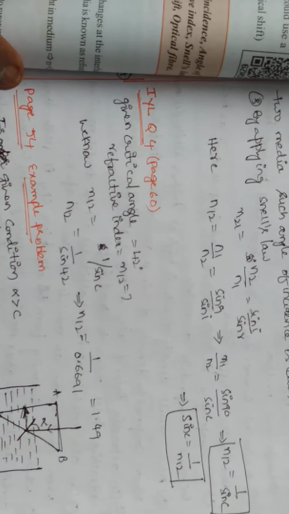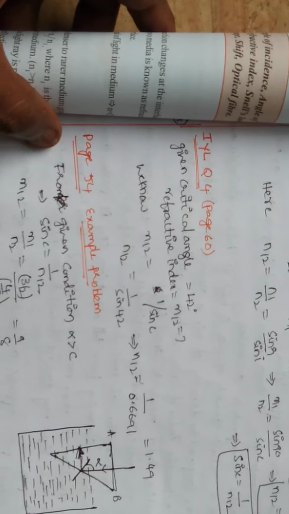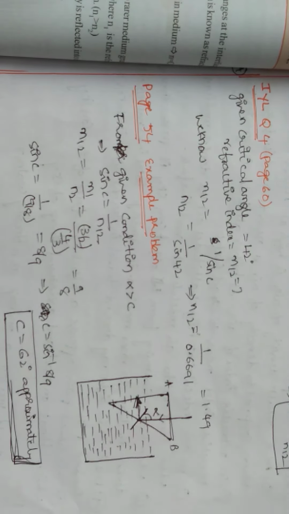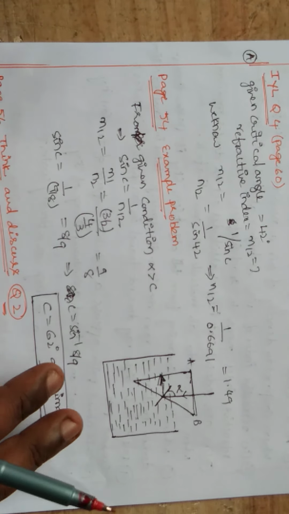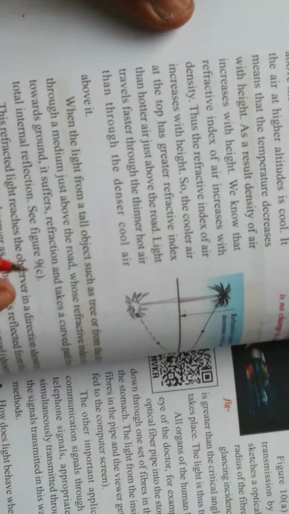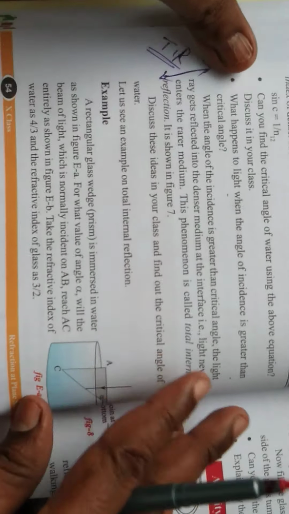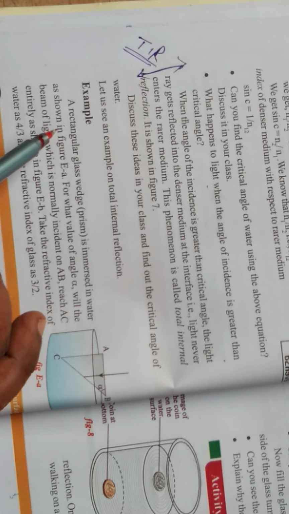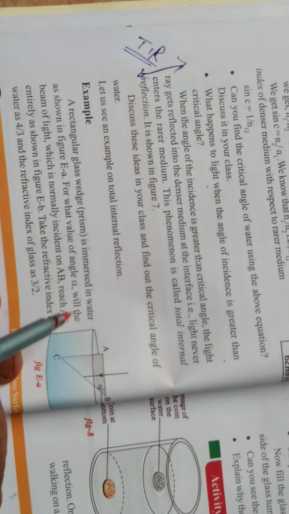Easy method. Now one more related problem is given in the textbook under page number 54. That is an example problem. Let us read that example problem under page number 54. See here, a diagram is provided for us. A rectangular glass wedge that looks like a prism is immersed in water.